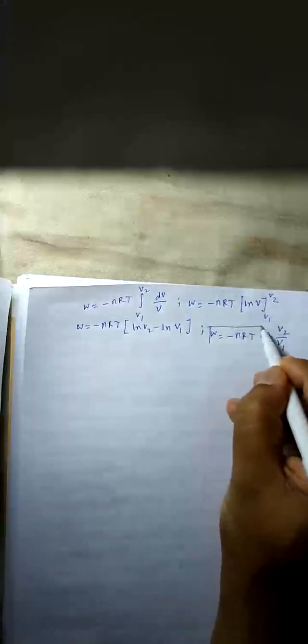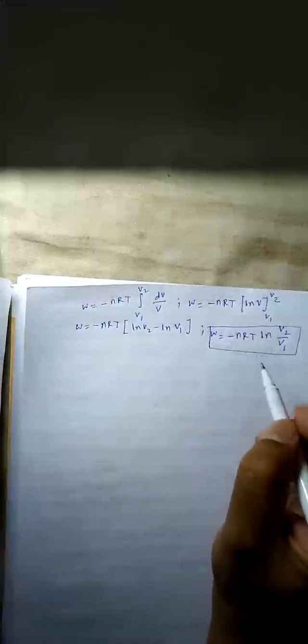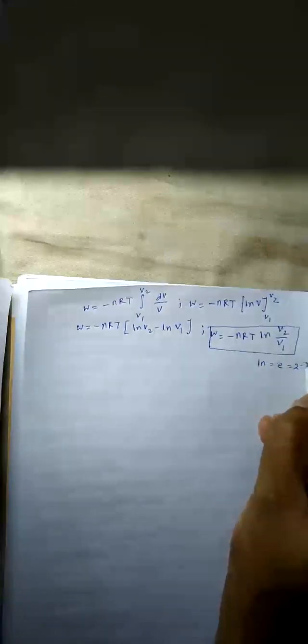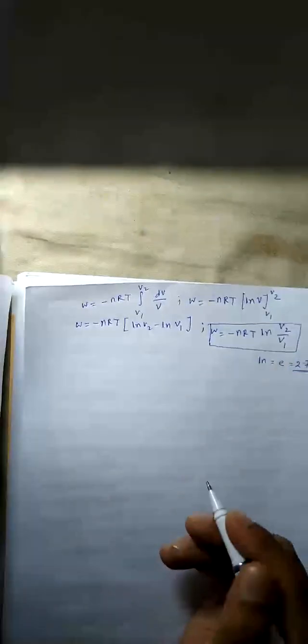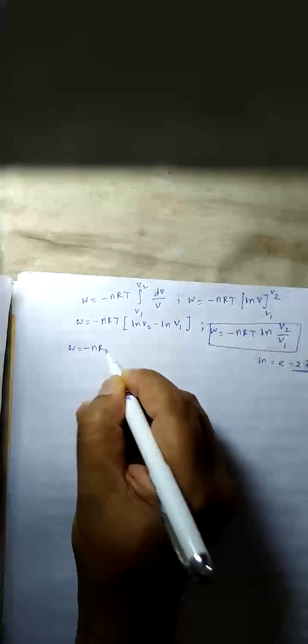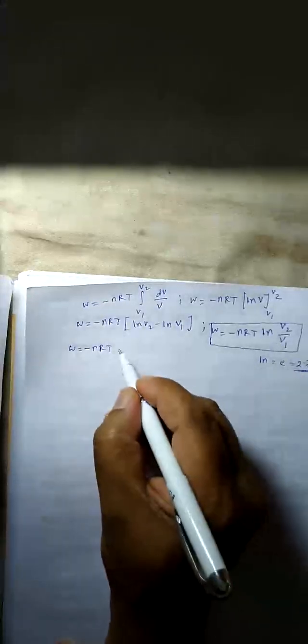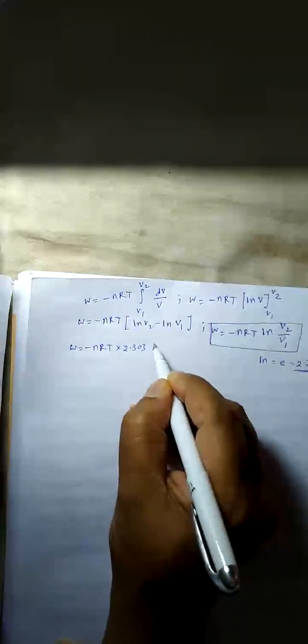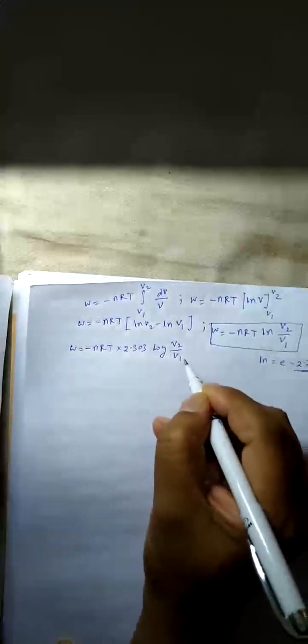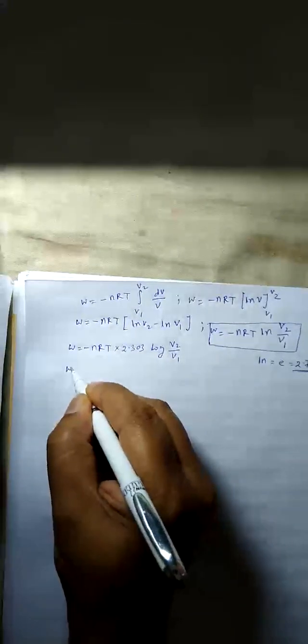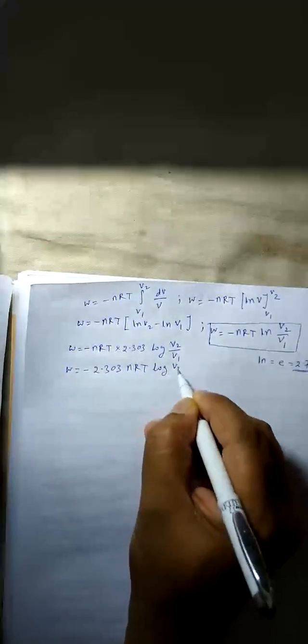This is the work done in the case of ideal gas, reversible work done. But ln means base e, and it is very difficult to calculate, because the value of e is 2.71, and raising 2.71 to some power is very difficult. So we convert it to the common logarithm. That means W is equal to minus nRT, and when ln is converted it becomes 2.303 log V2 by V1. So more popularly we write minus 2.303 nRT log V2 divided by V1.